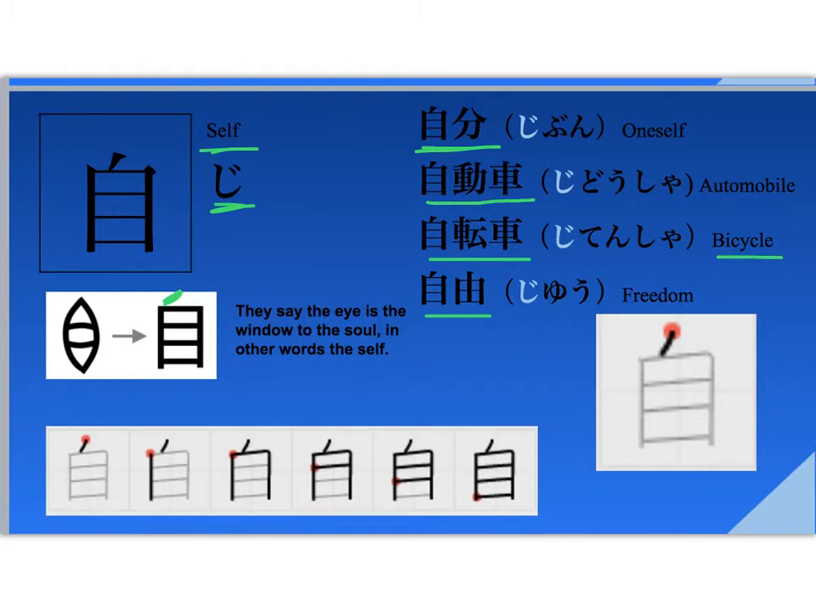But here is the stroke order. It's ichi, ni, san, shi, go, roku. And again, don't mix this up with day because it has actually 2 lines in it, right?